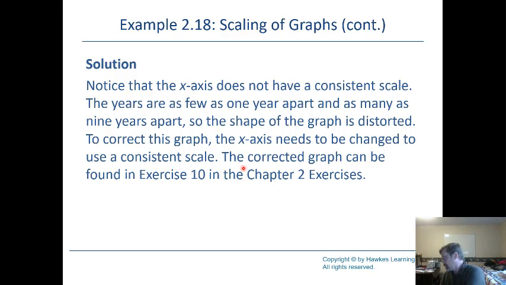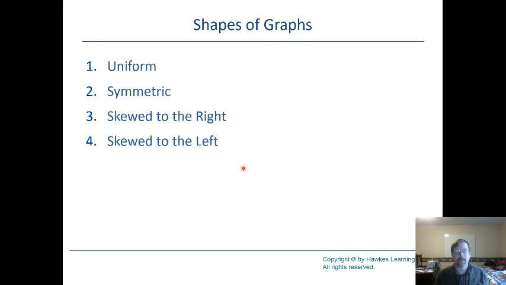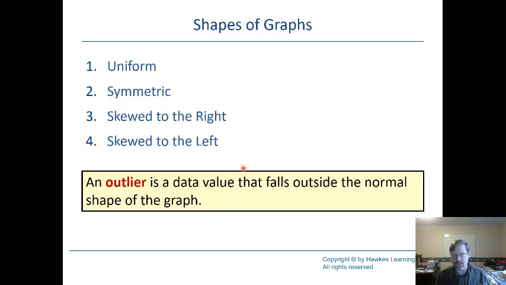Okay, I'm going to talk a little bit about shapes of graphs. These tend more to be shapes of distributions than some of the other types of graphs. You can have a graph that's uniform, symmetric, skewed to the right, skewed to the left. You can also have outliers, which is the data that falls way out of line with everything else on the graph.